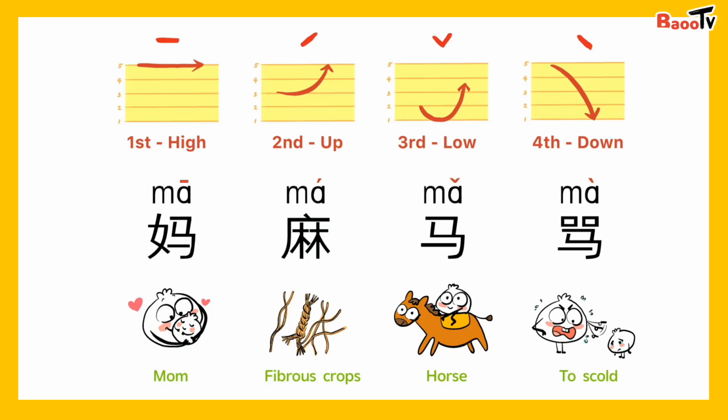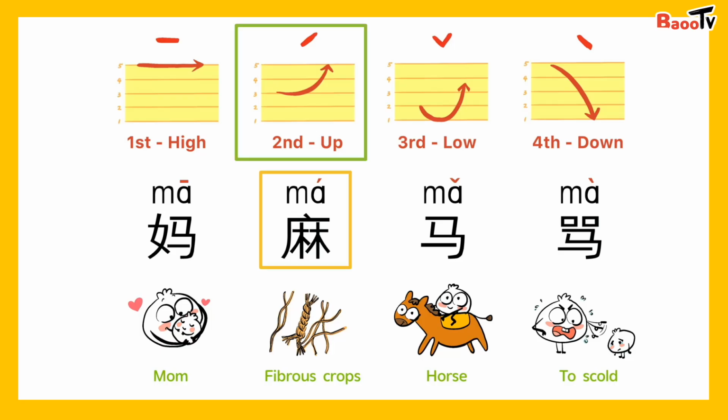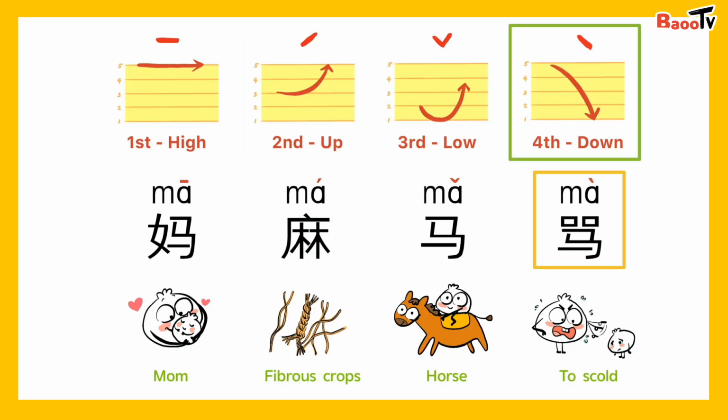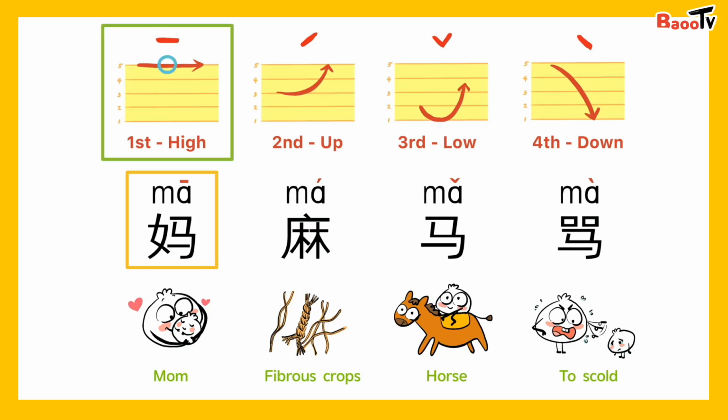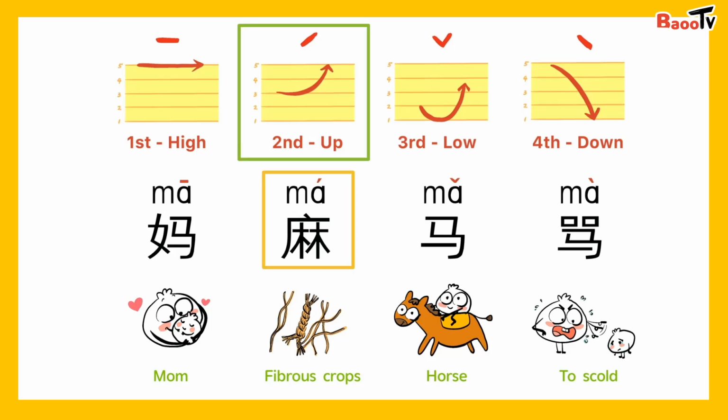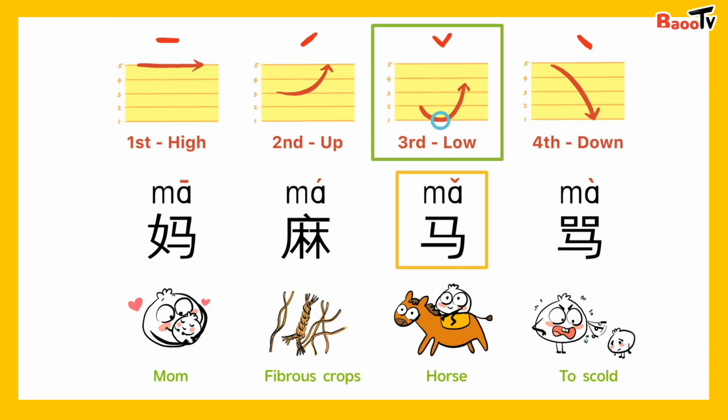Let's see the second tone and the fourth tone. One is going up, like ma, sounds like a question. And one is going down, like ma. Let's read the four tones together. Ma, ma, ma, ma.